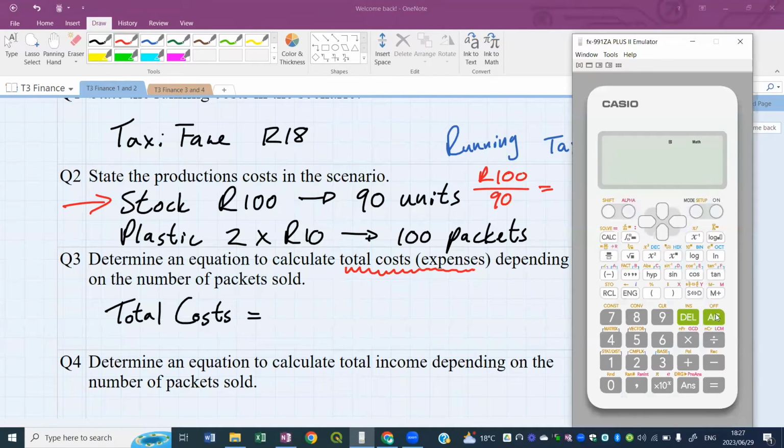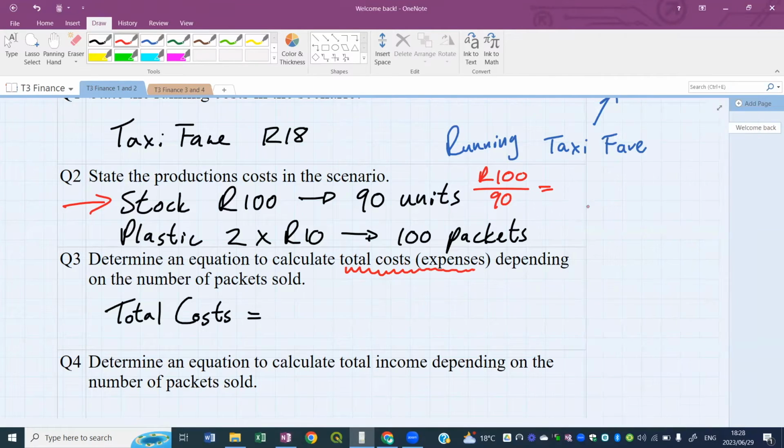You can reach for your calculator if you don't have it. This is 100 divided by 90, and this gives us 1.11111. Very good. So this is 1 rand 11 cents. I'm rounding off to 2 decimal places here. Excellent, Emmanuel. Stay with me though.